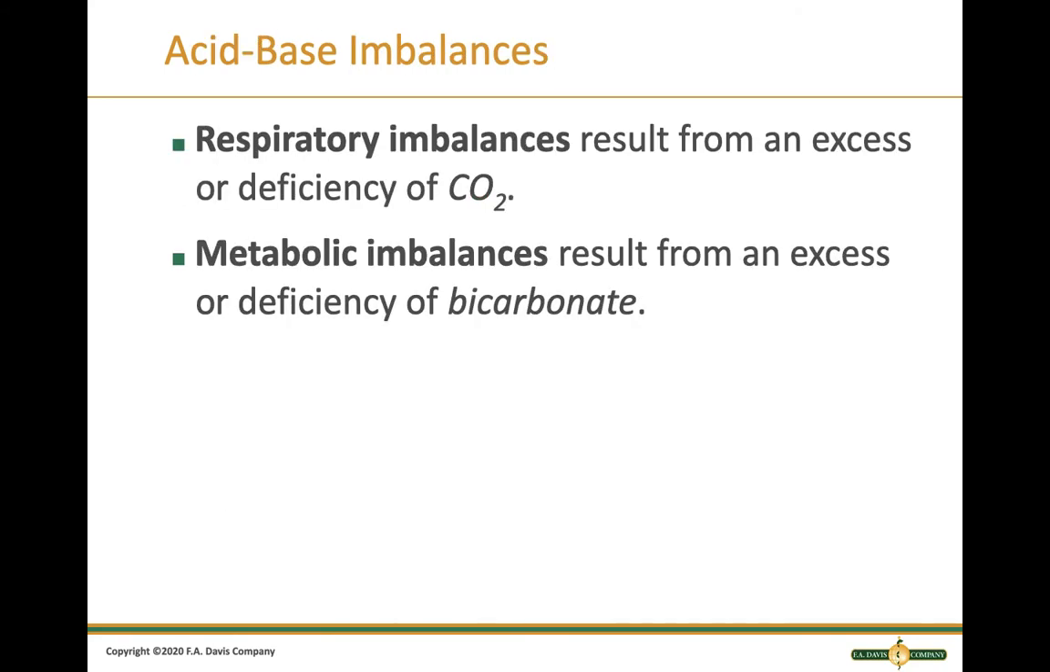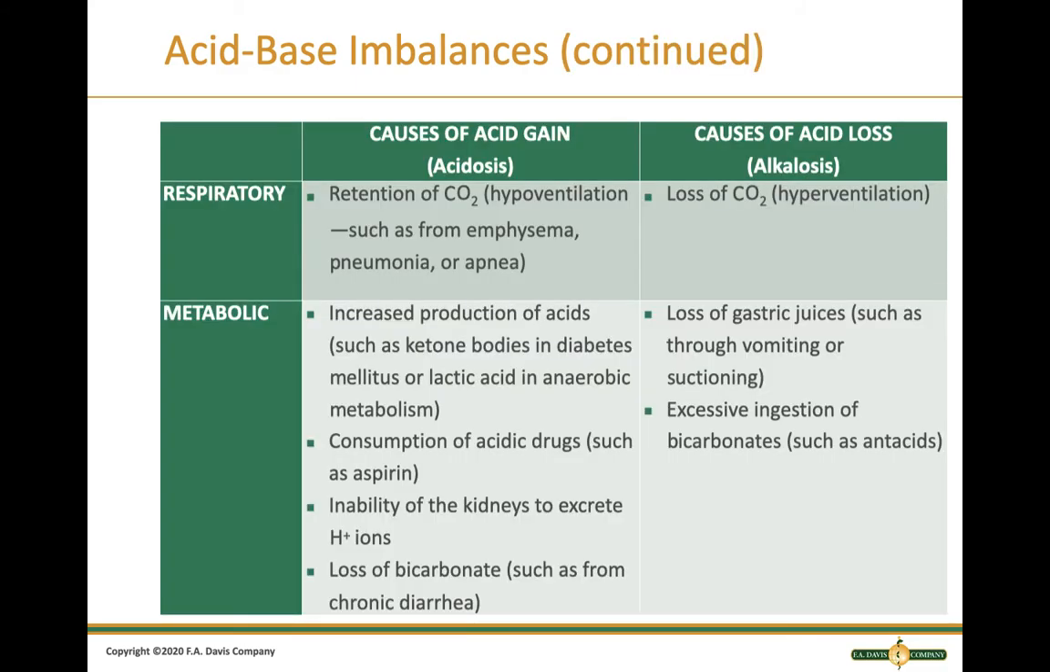Alright, next we're going to talk about some acid-base imbalances. Respiratory imbalances result from an excess or deficiency of carbon dioxide, and metabolic imbalances result from an excess or a deficiency of bicarbonate. So let's look first at respiratory acidosis. So that's too much acid. So this is caused by retention of carbon dioxide. So if you're not breathing enough, such as from emphysema, pneumonia, or apnea, then your carbon dioxide levels get too high, and that leads to acidosis.